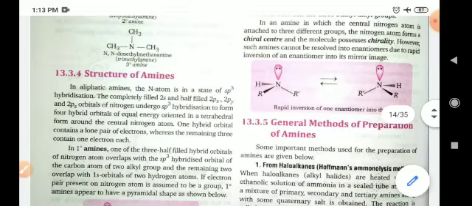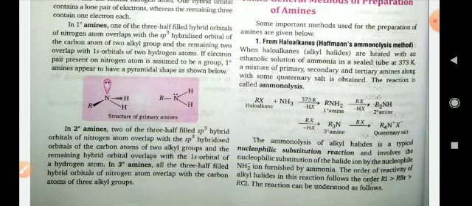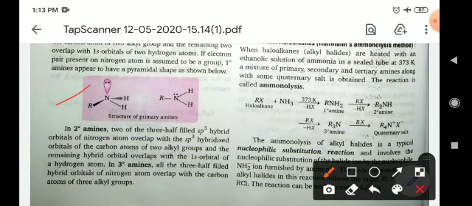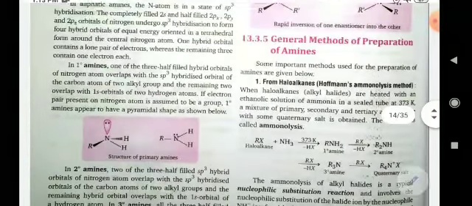Okay, now the structure of amines. In amines there are three atoms attached according to their valency, and there will be one lone pair of electrons. So it is the basic structure of the amine. Now come to the general methods of preparation of amines.